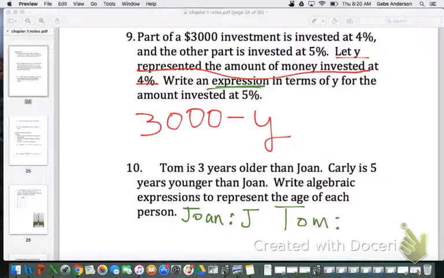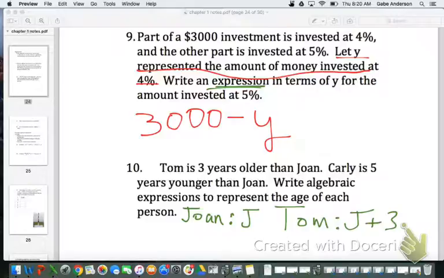J plus 3 equals T. Well, remember, we're not really looking for an equation. Oh yeah, all it said is write an expression. So we really don't want an equal sign here. We just say, hey, Tom, we want to indicate that we're talking about Tom, right? Yeah. Tom is J plus 3. That would be his expression.